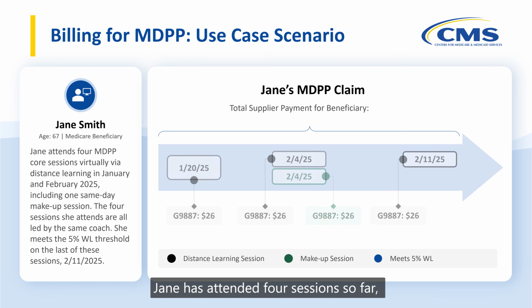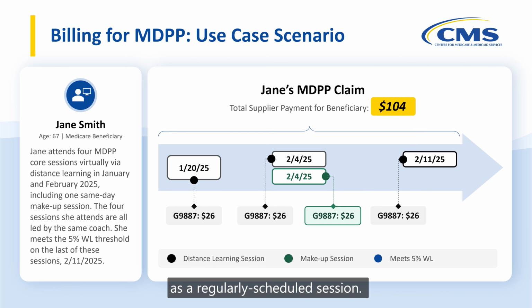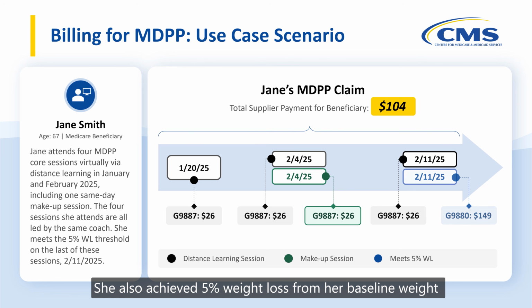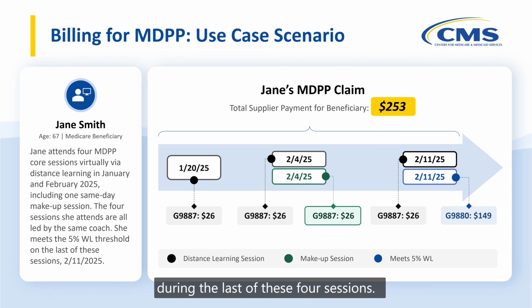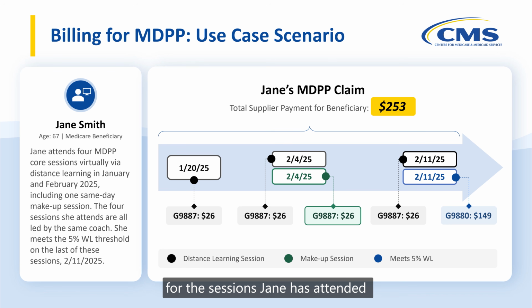Jane has attended 4 sessions so far, including one makeup session that was held the same day as a regularly scheduled session. She also achieved 5% weight loss from her baseline weight during the last of these 4 sessions. Great MDPP Supplier must now complete a claim form for the sessions Jane has attended and the performance payment for Jane's 5% weight loss achievement.